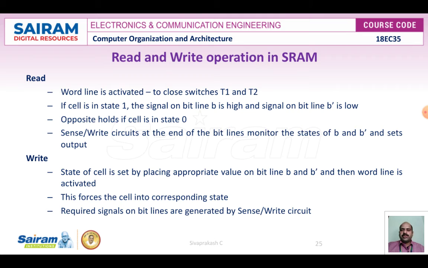Once again, if the word line is activated first, it is a read operation. For the write operation, the bit lines are activated and we place the bit on B and the complement of the data on B dash. In such a way, it does the read and write operations in the static random access cell.